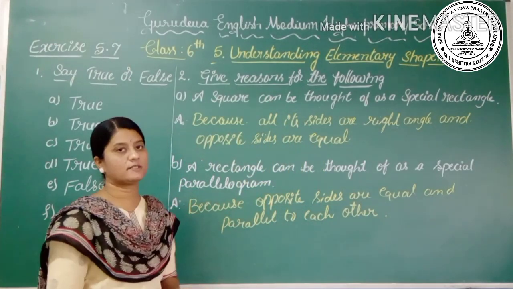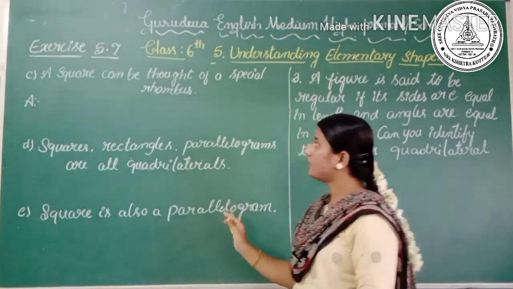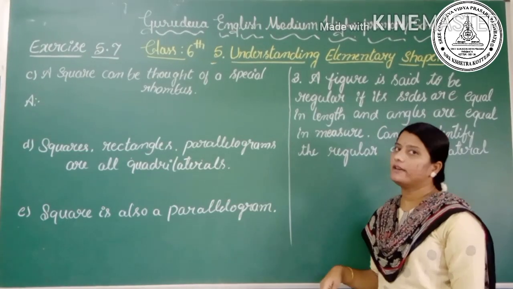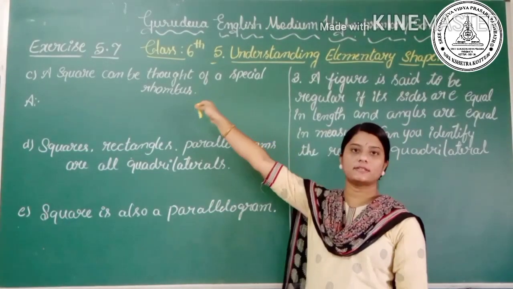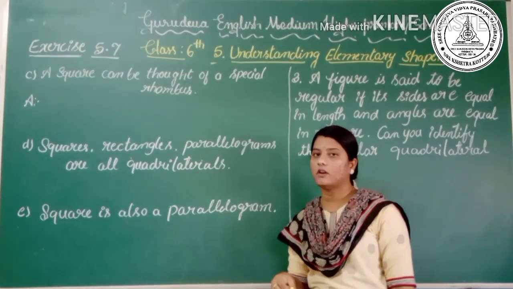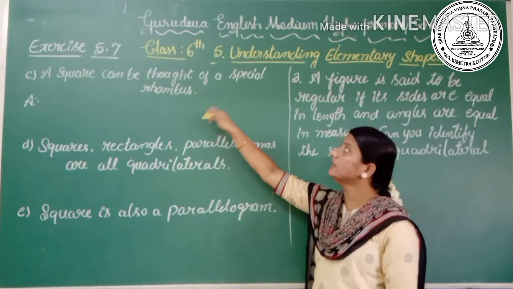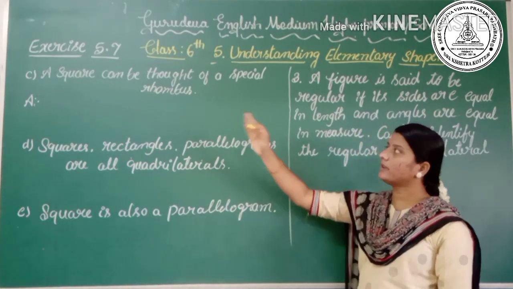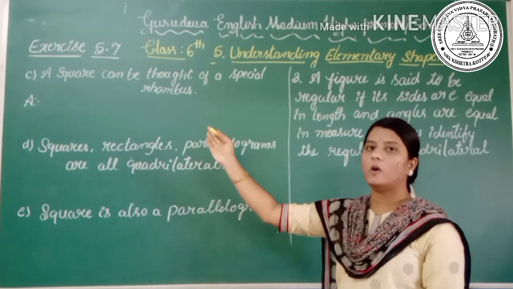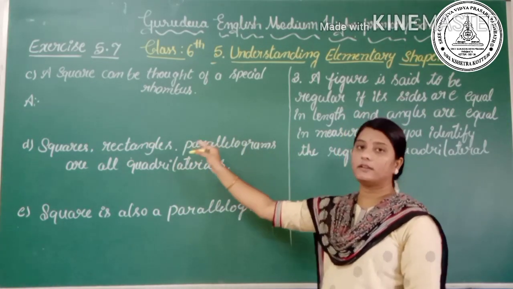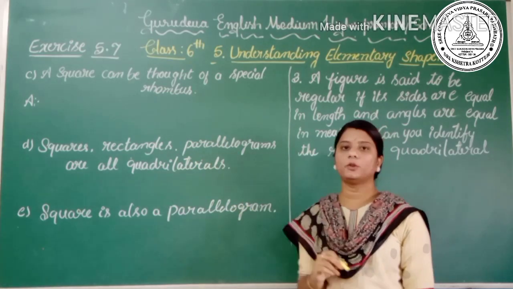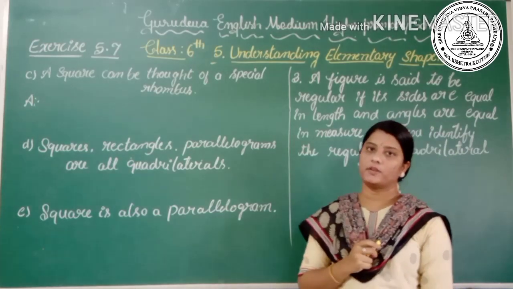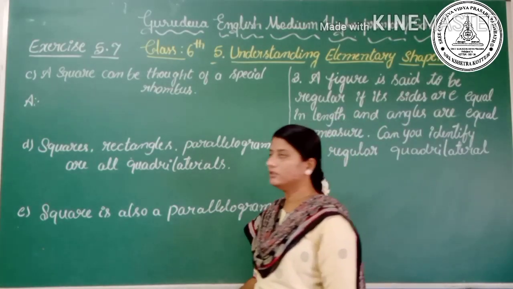Okay, then let's go to C question: A square can be thought of as a special rhombus. Why? Because in a rhombus all four sides are equal and the diagonals are perpendicular to each other, right? You can see the square and rhombus have all four sides equal in length, and the diagonals of these two are perpendicular to each other. Yes, so we can say that a square can be thought of as a special rhombus. Then write the reason here.